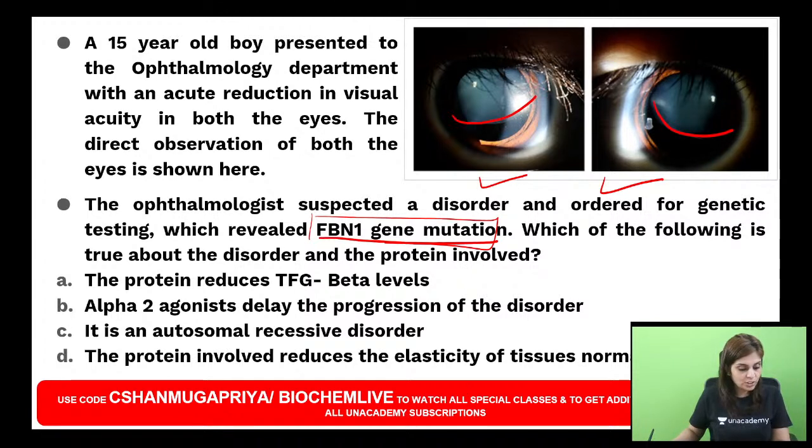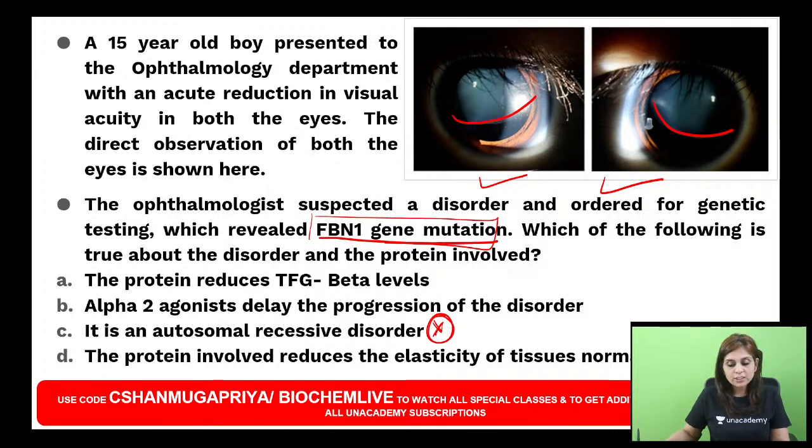Guru says it's choice C. It's not choice C because Marfan syndrome is autosomal dominant. Can anyone else give me another answer? It's an autosomal dominant condition. D, the protein involved, fibrillin protein, reduces the elasticity of tissue normally.